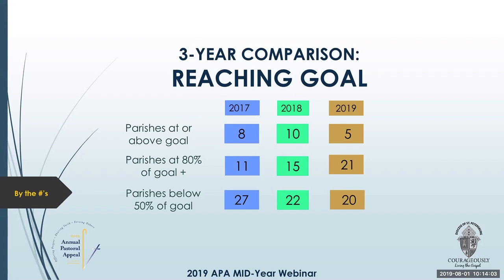So it's a little difficult to tell from this particular stat, are those 6 extra parishes in the 80 to 99.9 some of our parishes that were up above goal in the previous year? We have to go back to, of course, the detail comparison by parish to really take a look at those numbers. But in looking at the 21 parishes in that range, that's a really incredible place to be at this point, and there's some amazing potential there.